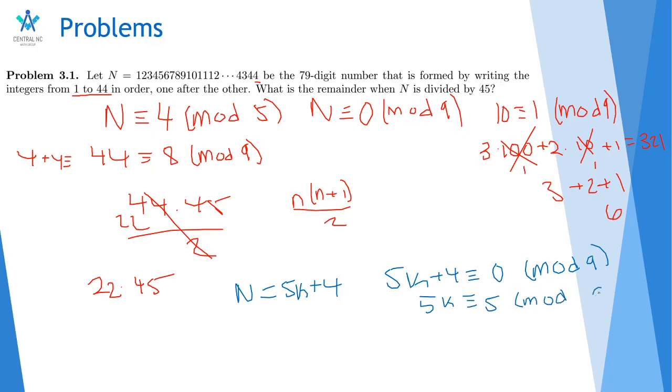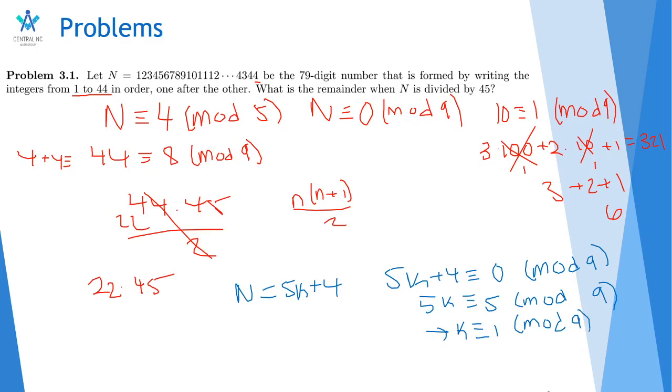Now, you don't have to go much further. Why? Because we don't have to hand compute the inverse, since if we multiply 5 by its inverse, we'll get 1. So if we multiply by the inverse of 5 on the left-hand side, we'll get k, since 5 times its inverse cancels out. But we also have 5 here, so multiplying 5 by its inverse gives us 1. So we don't have to actually calculate the inverse, we can just calculate this directly, which gives us k is congruent to 1 mod 9.